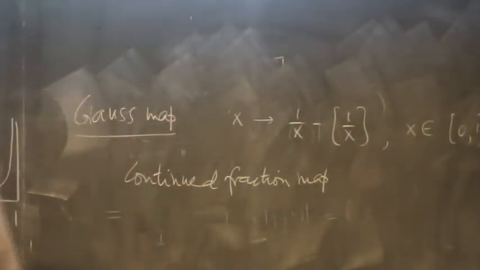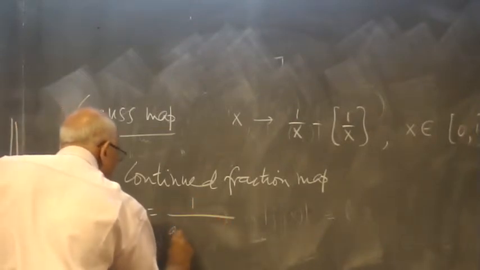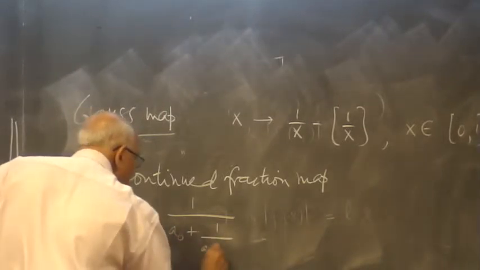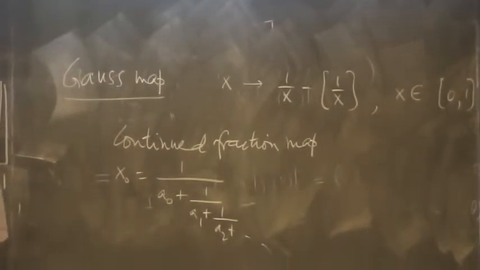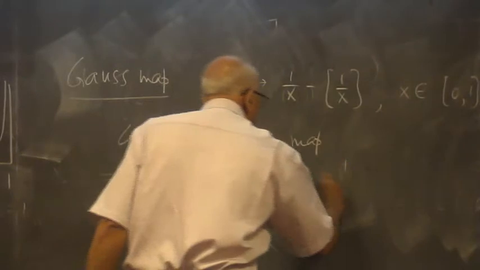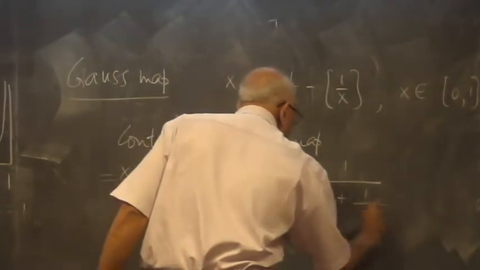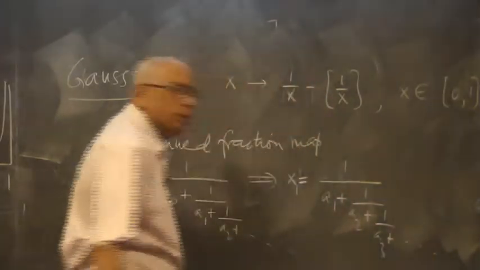For the simple reason that if you wrote this number in the standard continued fraction form, which I mentioned a little earlier, then if you start with x0 is 1 over a0 plus 1 over a1 plus 1 over a2 plus etc., where the a's are all positive integers, then it's clear this implies that x1 is equal to 1 over a1 plus 1 over a2 plus 1 over a3 plus etc.